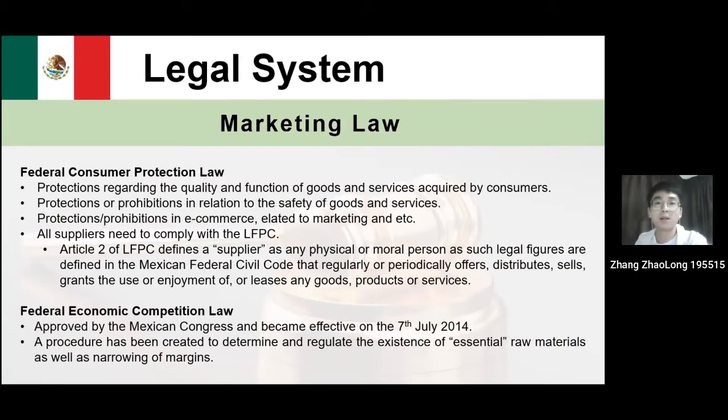Next slide is about the marketing laws. The federal consumer protection law is protection regarding the quality and the function of goods and services acquired by the consumer, and protection of prohibition in relation to the state of goods and services. And the next is the federal economic competition law, passed by the Mexican Congress and became official on the 7th of July 2014. And the approach has been created to determine and regulate the extent of its nation, roads, raw material as well as the rolling of making.